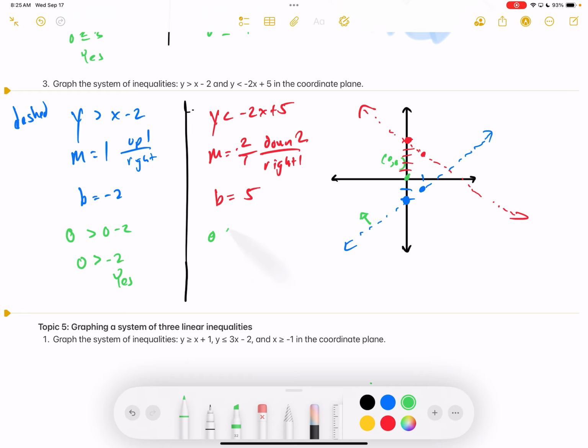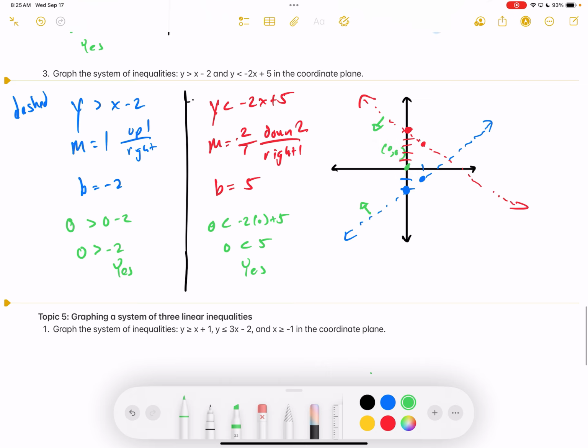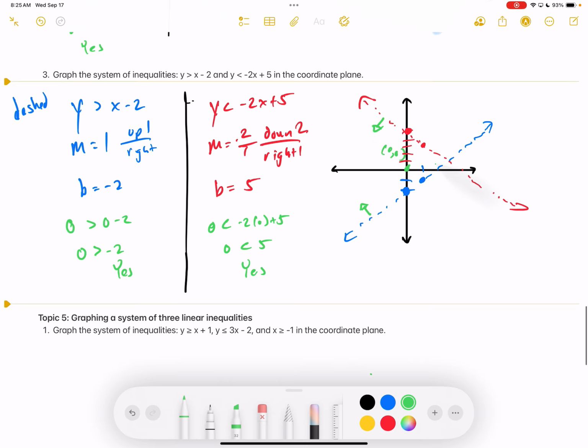Let's plug in 0, 0 to shade again. So is 0 less than 5? That is true as well. So this one shades towards 0, 0. Now I can see where my arrows are facing. My answer would be this area right here. So I have to be above the red line, above the blue line, below the red line. So it's just that one answer right there.